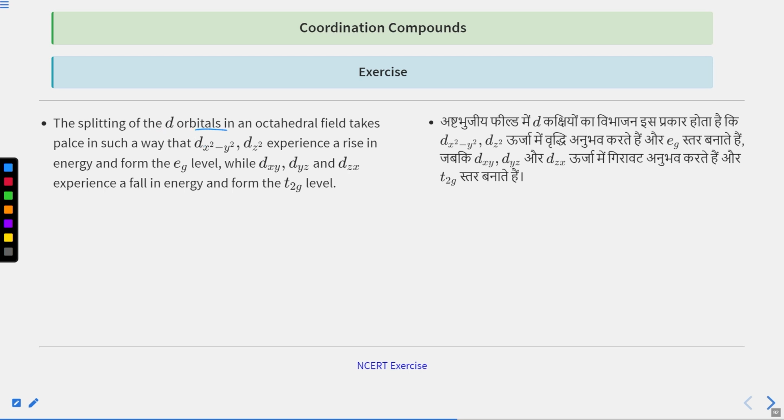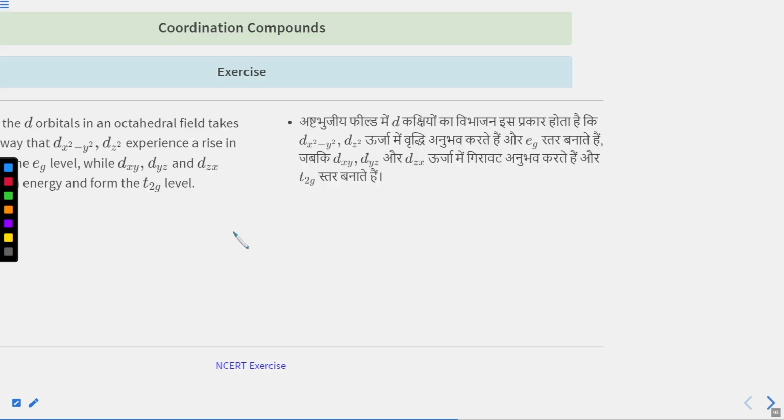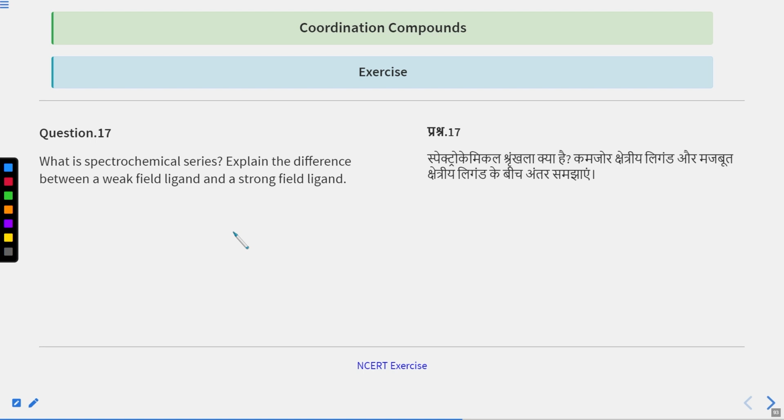The splitting of d orbitals in an octahedral complex is such that the dx2-y2 and dz2 experience a rise in energy, forming the eg level, whereas dxy, dyz and dxz experience a fall in energy and form the t2g. Next is: what is a spectrochemical series? Explain the difference between a weak ligand and a strong ligand.